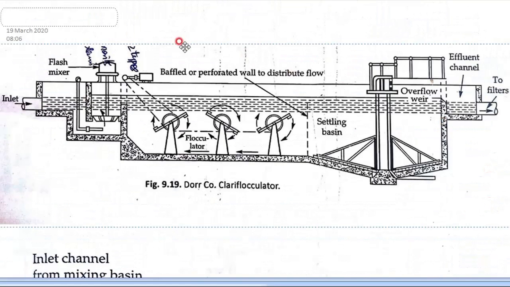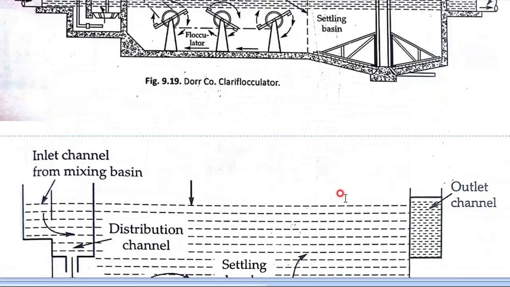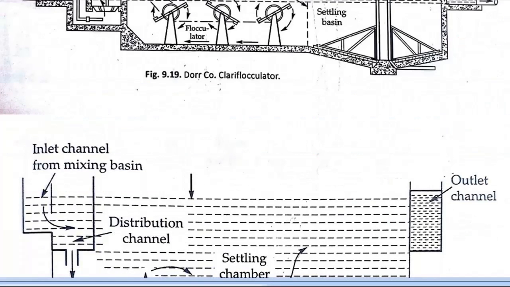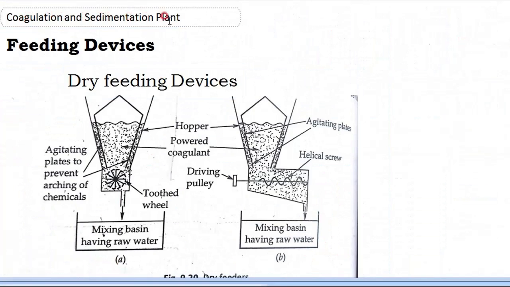In the entire coagulation tank, you can see here, water enters at the inlet, flash mixing is there, the mixing device is there, and the mixed water comes to the flocculation chamber. Here paddles are there and they slowly rotate, therefore the reaction happens, and after that the settling basin is there. Here it is a circular settling tank, but here it is a rectangular settling tank. Either can be used, and the water comes here and goes to the filter. This is your coagulation and sedimentation plant.